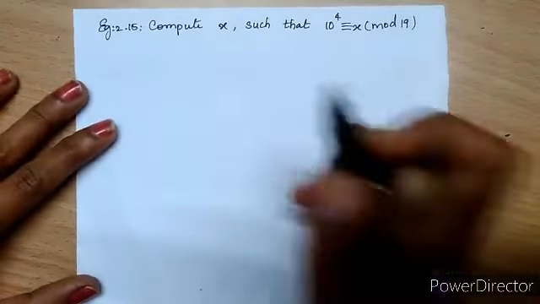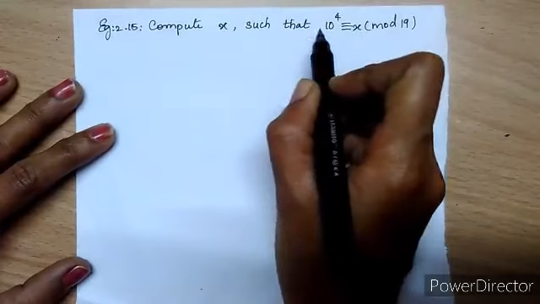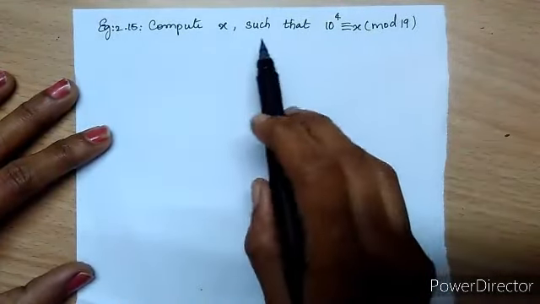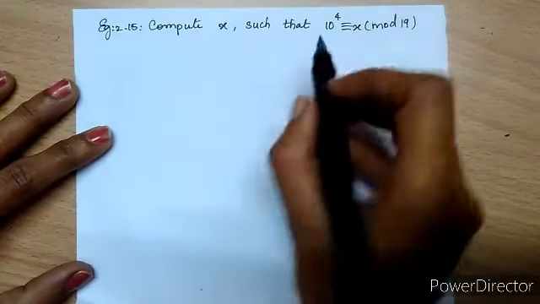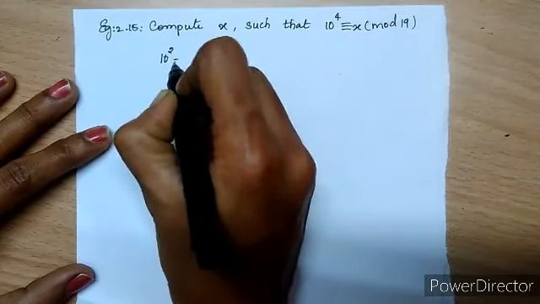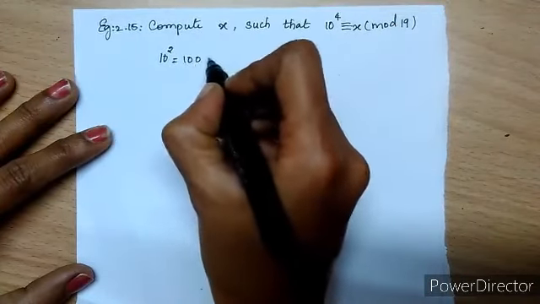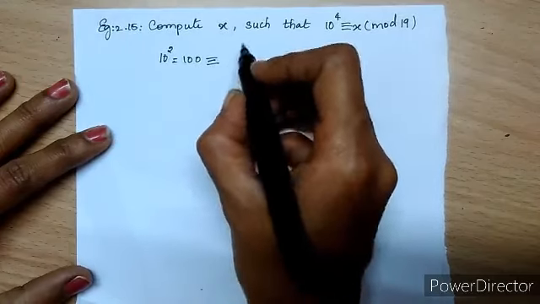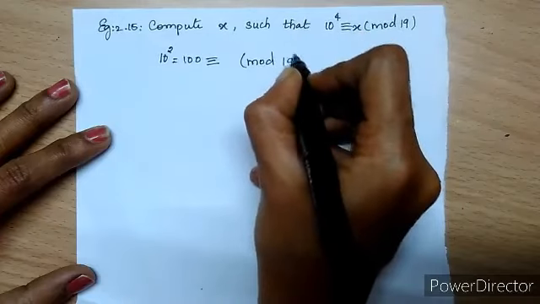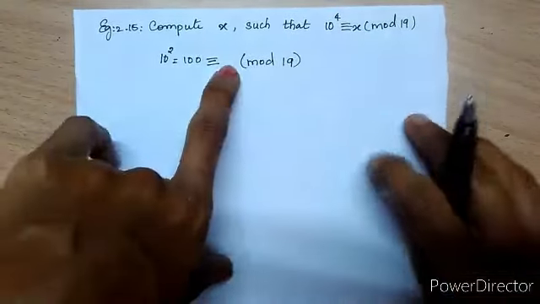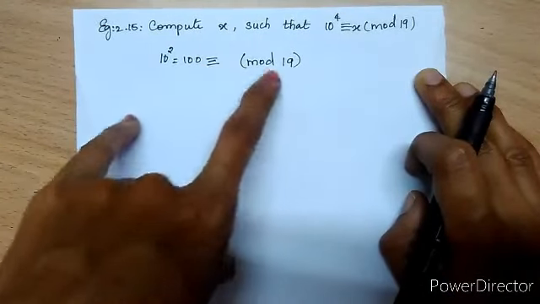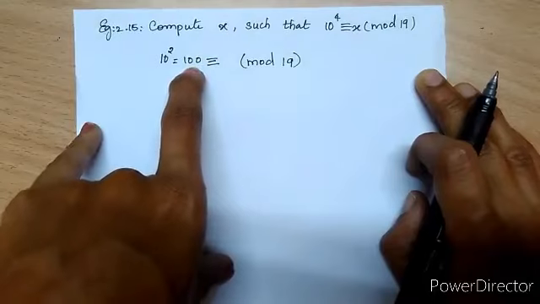Example 2.15. Compute x such that 10 power 4 congruent to x mod 19. So here we have to find the value of x. Here 10 power 4 is given. Let us take 10 power 2. What is 10 power 2? It is 100, isn't it? Which is congruent to, here some value will come, mod 19. So here we have to write the remainder when 100 is divided by 19.